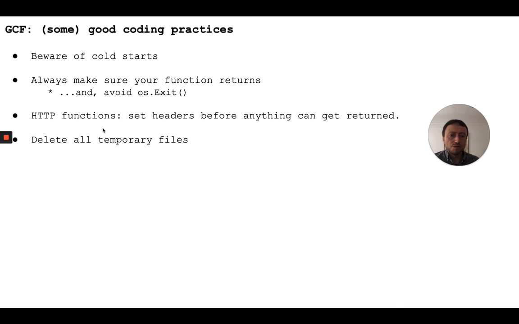Delete all temporary files. Any and all temporary files that your Cloud Function might create can actually get written into memory, so it counts against your memory allocation. And if you get a memory overflow, your function will crash and you will get a cold start.